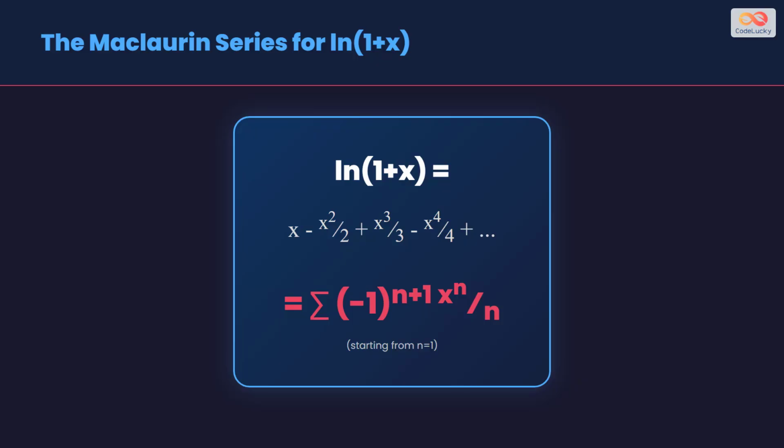And here is our result. The Maclaurin series for the natural log of 1 plus x is x minus x squared over 2 plus x cubed over 3 minus x to the 4th over 4. Notice the pattern. Alternating signs and the denominator matches the exponent.